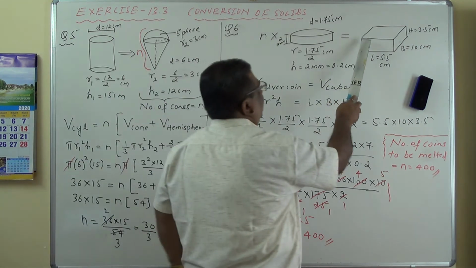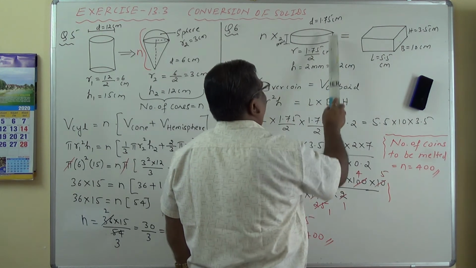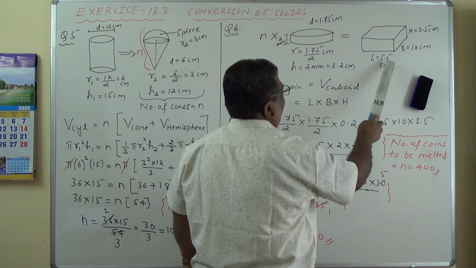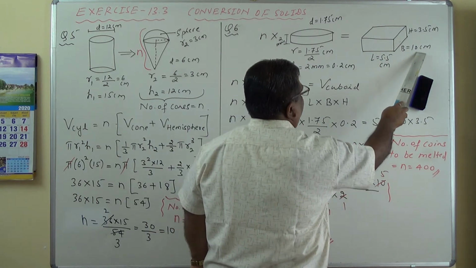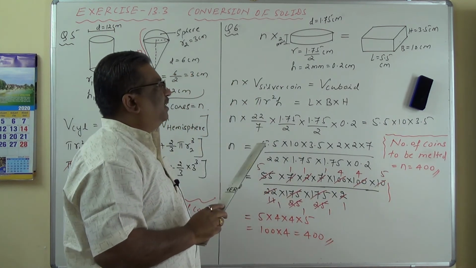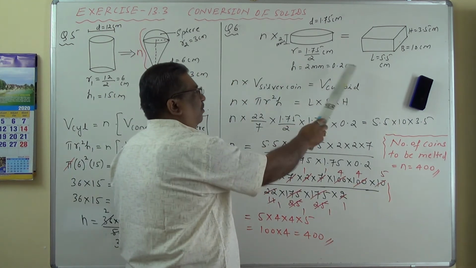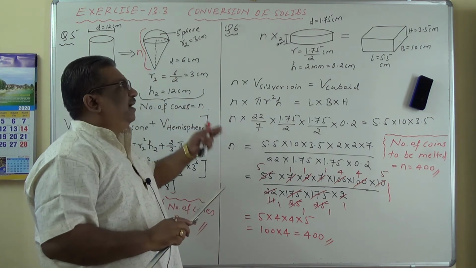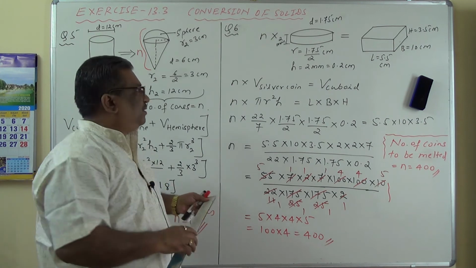Next, if n coins are melted and converted to a cuboid, what are the dimensions? Length is 5.5 centimeter, breadth is 10 centimeter, and height is 3.5 centimeter. Yes, homogeneity of units is maintained on both the sides with respect to populating the values of the radius, etc., the values of the shapes.